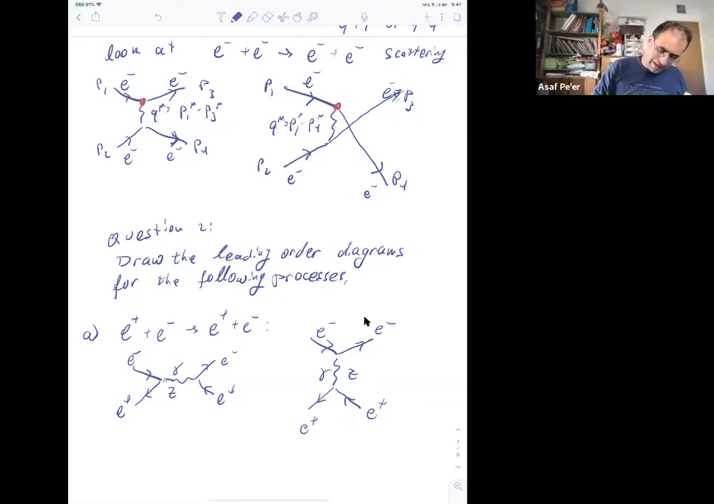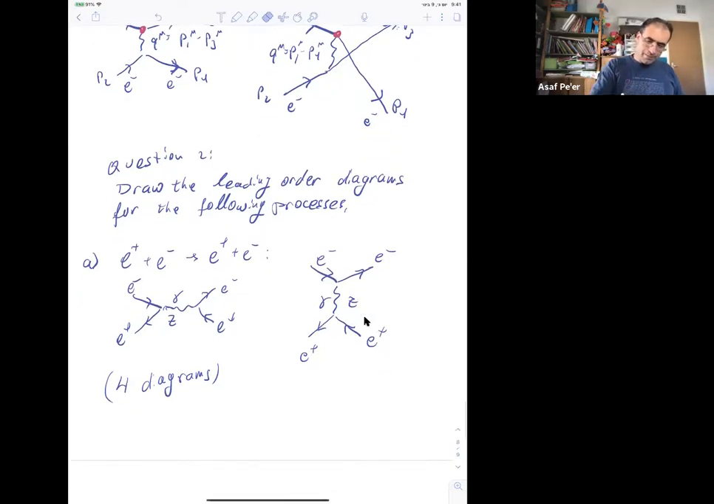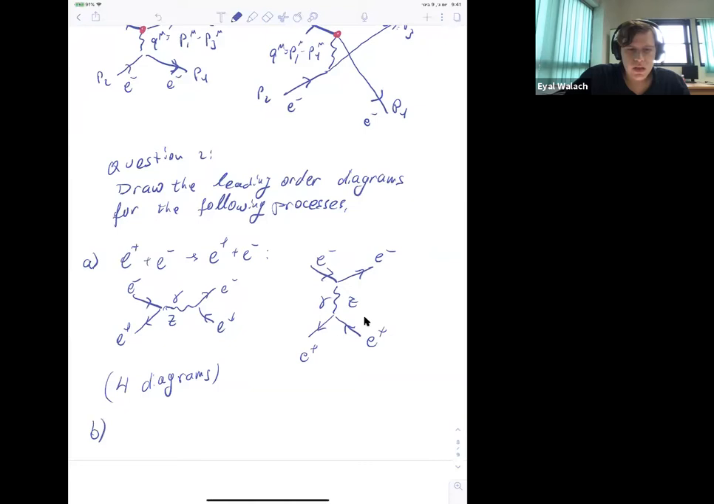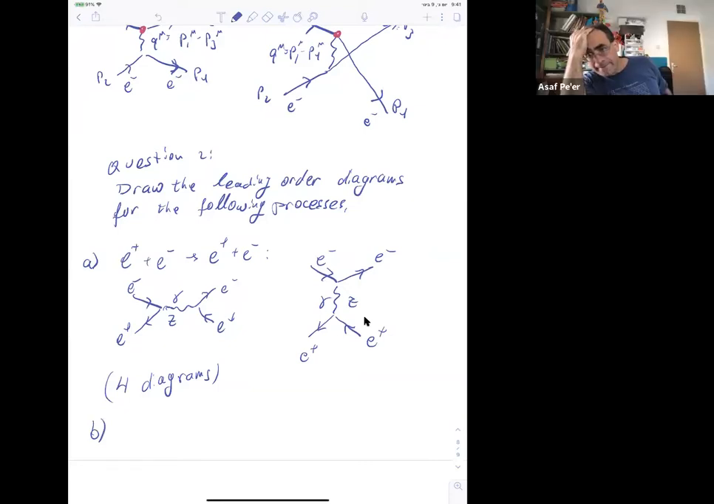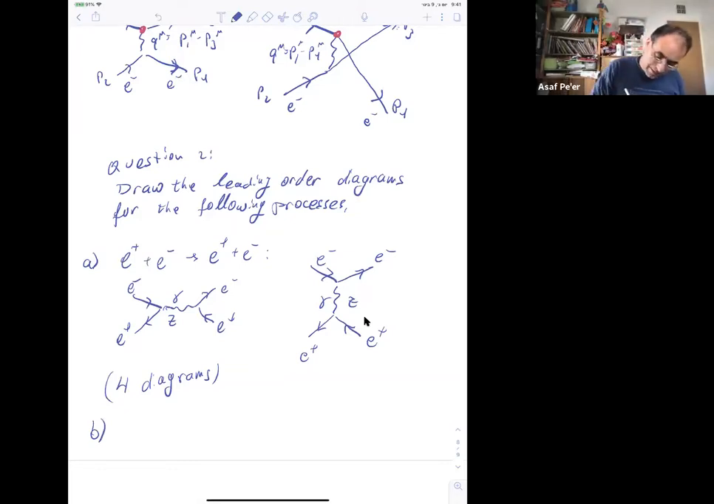So we have 4 diagrams total to leading order. What about the process? Asaf? Yeah, will there be W-mediated processes? No, because the W is charged. The Z is neutral and the W is charged. And you have conservation of charge in each vertex.